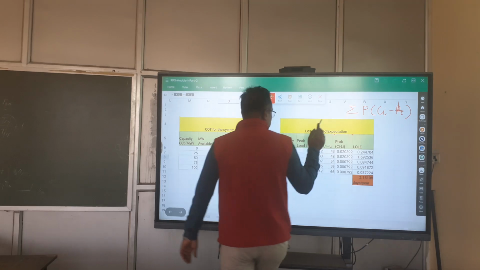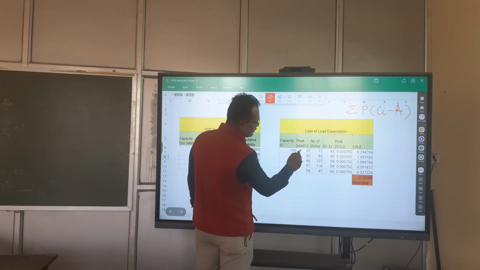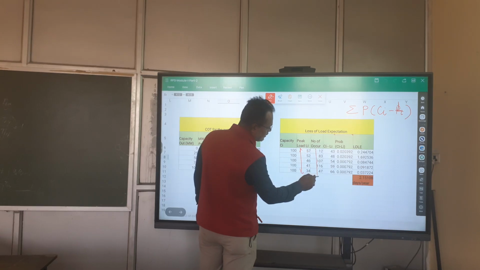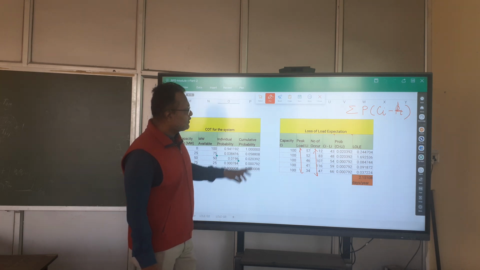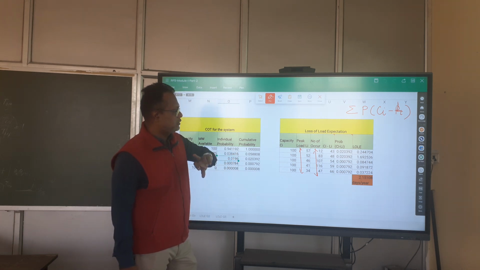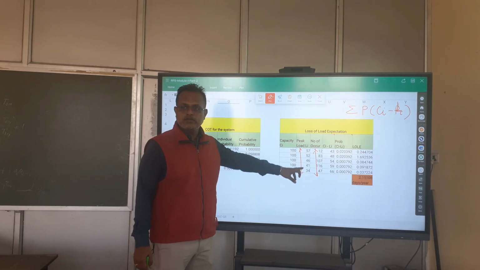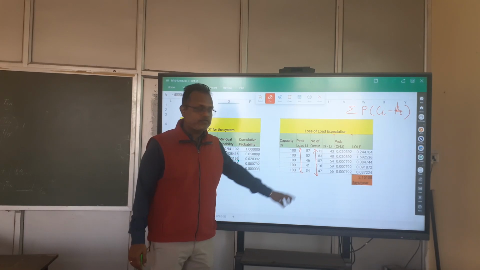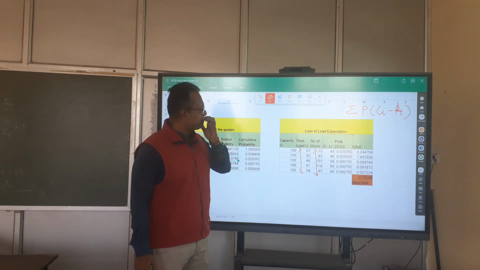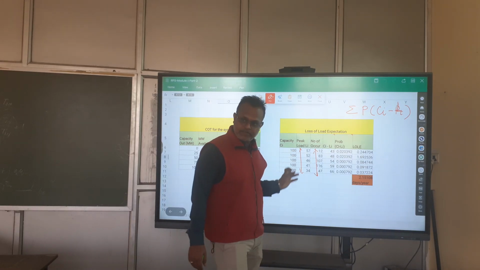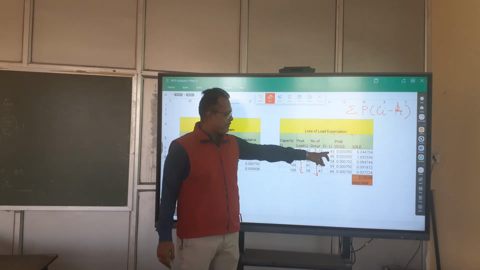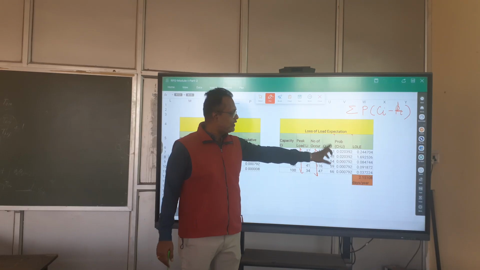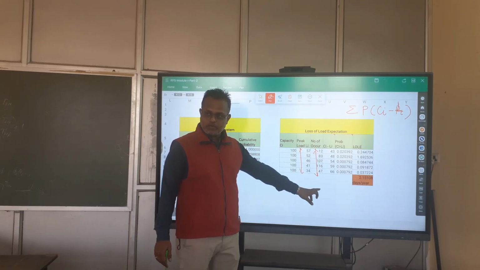As per the given question, the peak loads and the number of their occurrences are given. Now what is the load? The load is 100 megawatt. Peak load means these are the loads. So what is Ci minus Li? Capacity is 100. In all the cases, total capacity is 100. Now Li is the load, so Ci minus Li gives these probabilities.